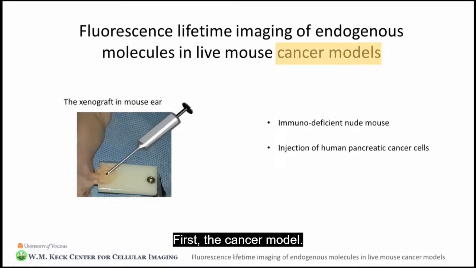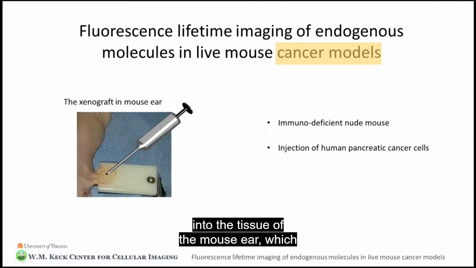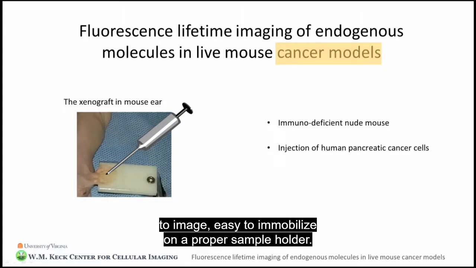First the cancer model. We are working with immunodeficient nude mice, and we inject human pancreatic cancer cells into the tissue of the mouse ear, which is very thin, quite transparent, and also easy to image and easy to immobilize on a proper sample holder.